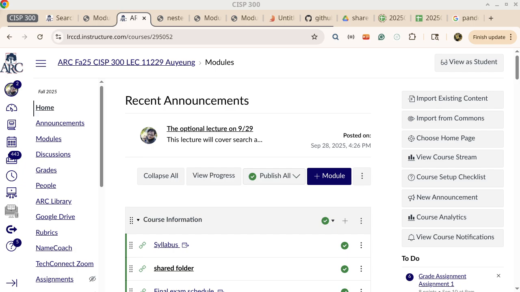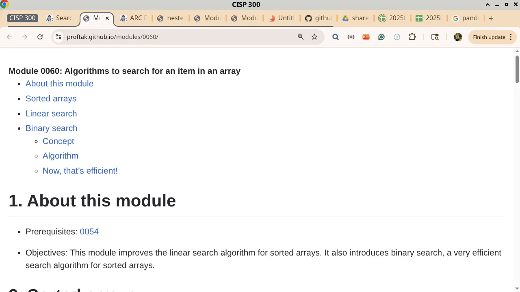Today's lecture is going to be centered around this particular module. It has to do with algorithms to search for an item in an array. In other words, if I give you an array of, let's say, integers, how can you confirm, one way or another, whether a particular integer or value is in the array or not? That's all I need to know, whether it is in the array or not.